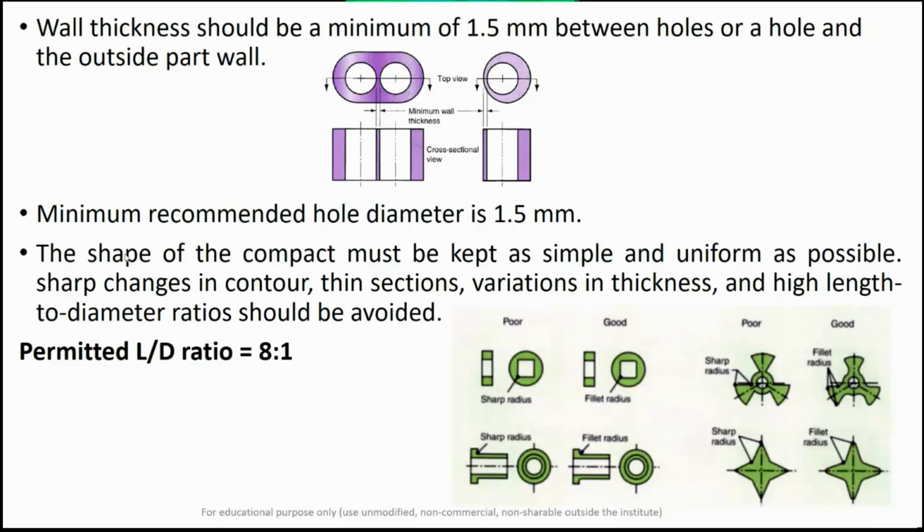Also, try to keep the shape of the compact as simple as possible, and the cross section should be as uniform as possible.